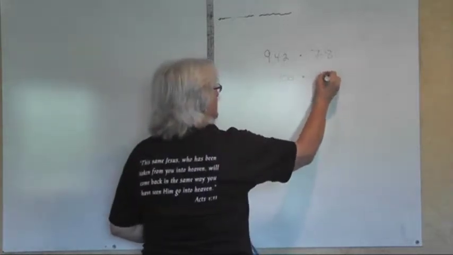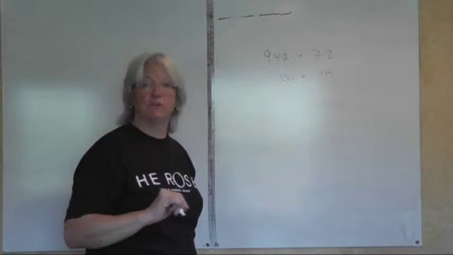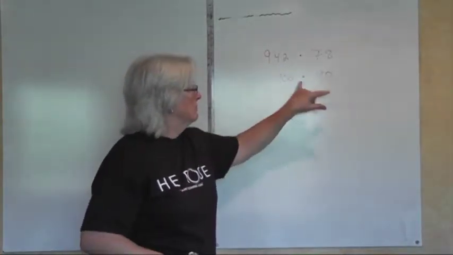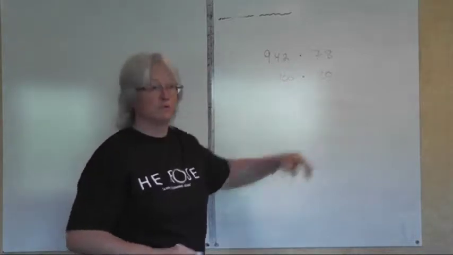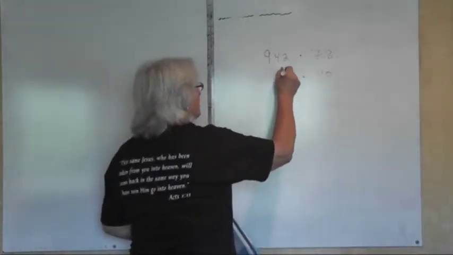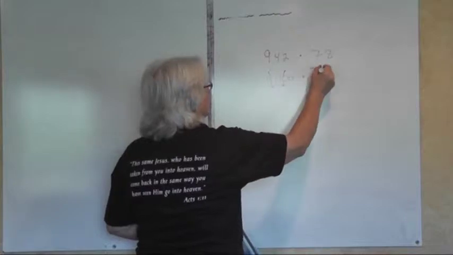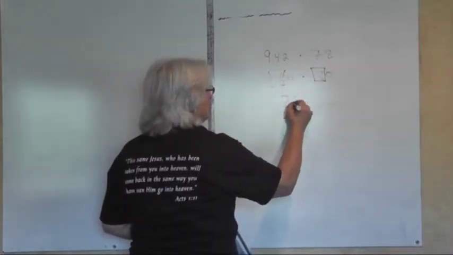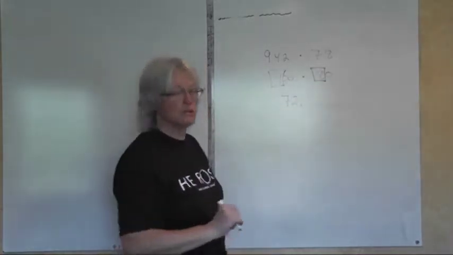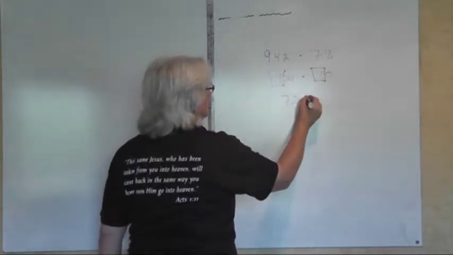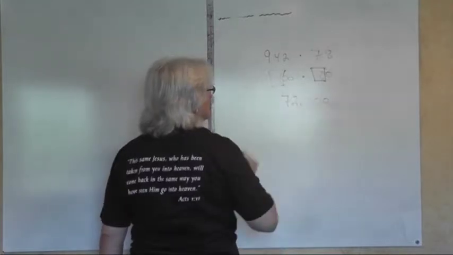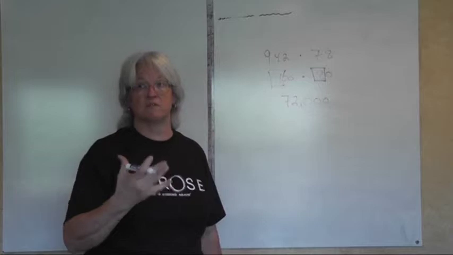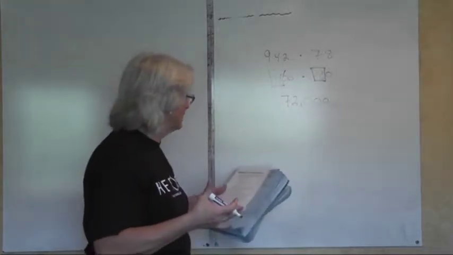And now you multiply. This is a neat trick if you haven't learned it, when you're multiplying numbers that are multiples of 10. First you multiply the non-zero part. 9 times 8 is 72. Then you add up the zeros. 1, 2, 3. 72,000. It's really cool. It makes it very easy to do mental arithmetic.